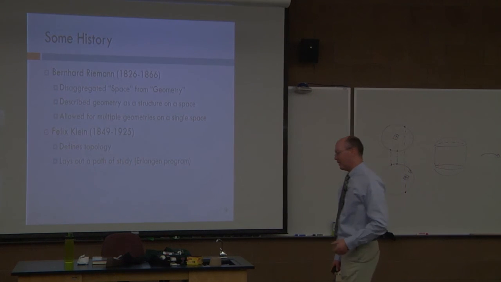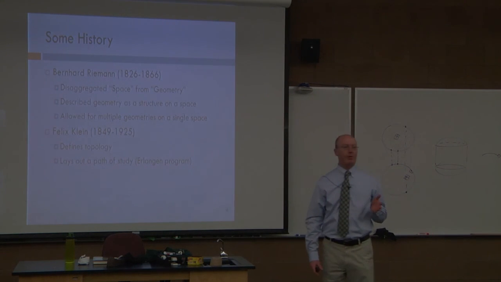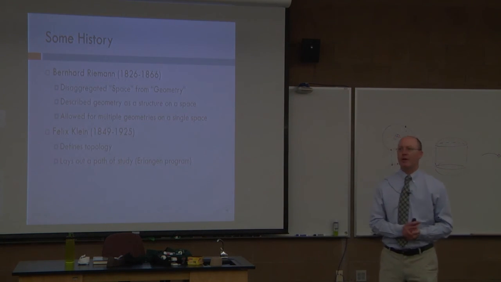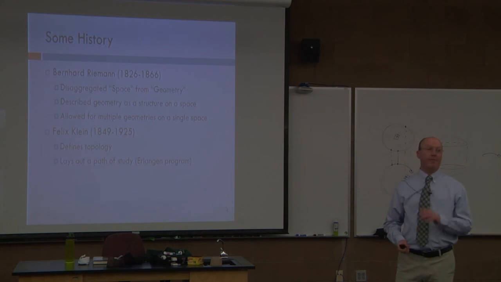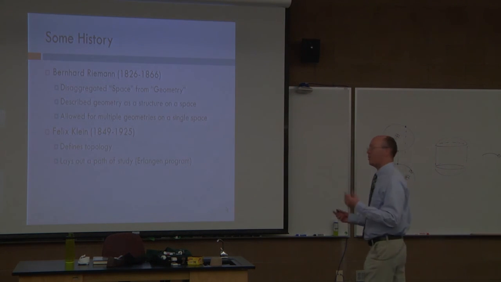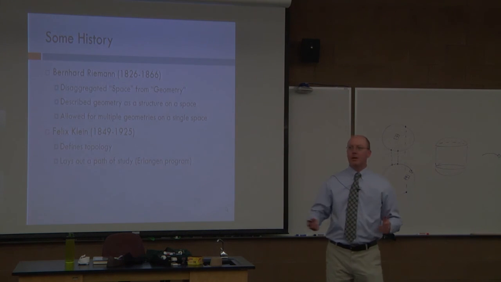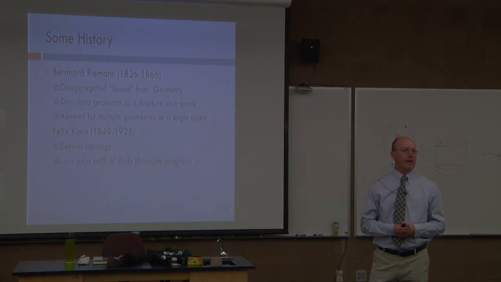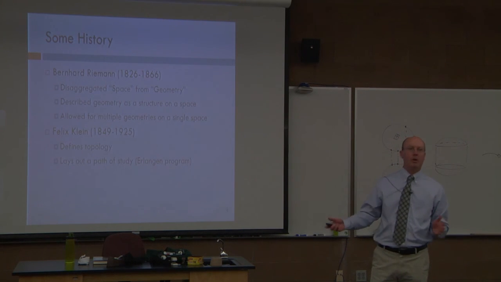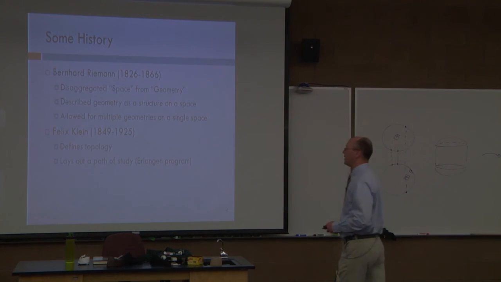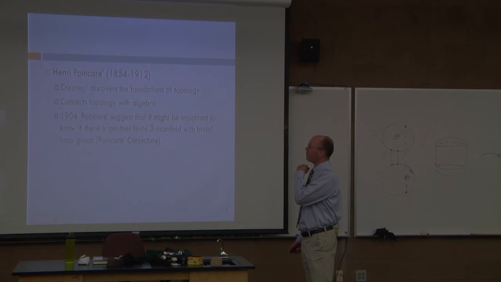Felix Klein is considered to be perhaps a successor of Riemann in the sense he kind of worked in the same general area. One of the things that he did was define topology. He said, this is what we're really studying here. And he laid out a path. If you follow this path, you will have a pretty good understanding of what topology is. Now, he didn't actually do all of that because it was new at the time, and he couldn't do it all at the same time.